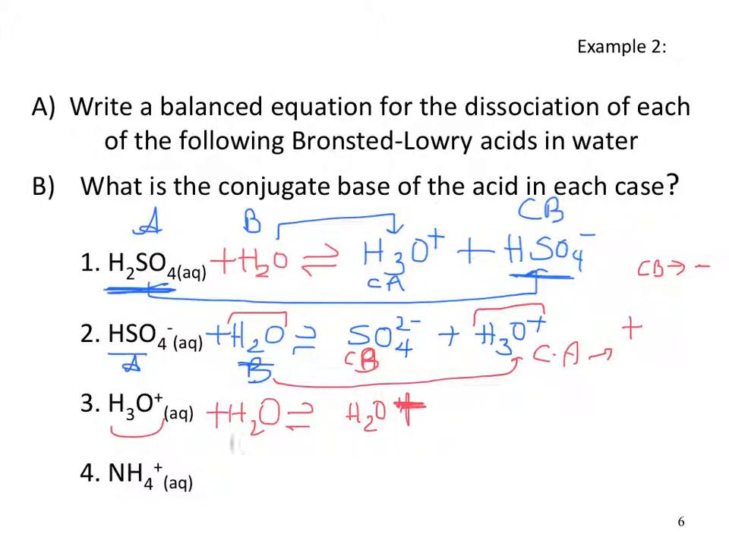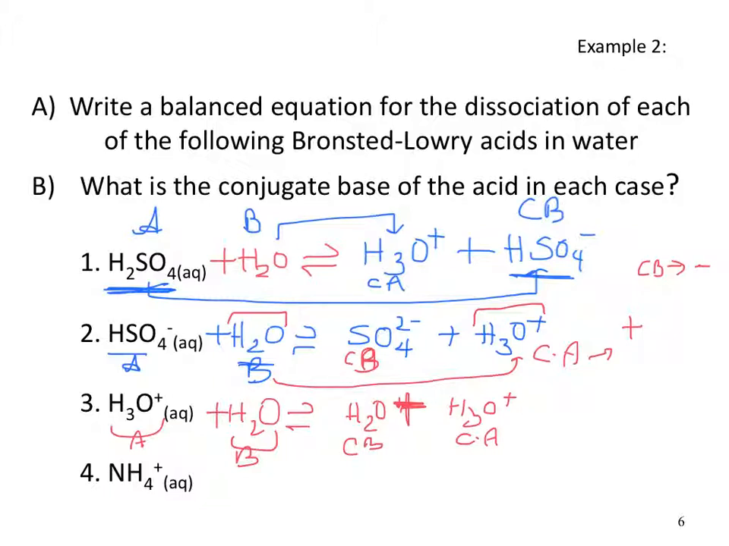Where does that proton go? That proton is picked up by the H2O to give you hydronium ion. So acid, water is your base. What got formed is your conjugate base. This is going to be your conjugate acid.